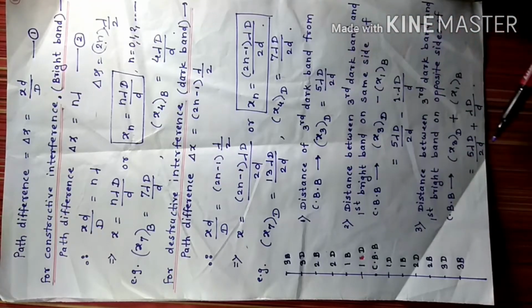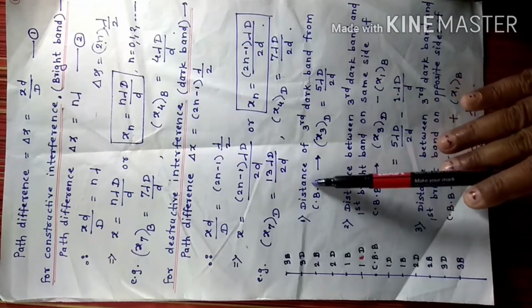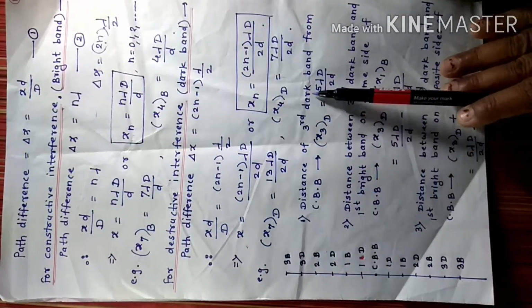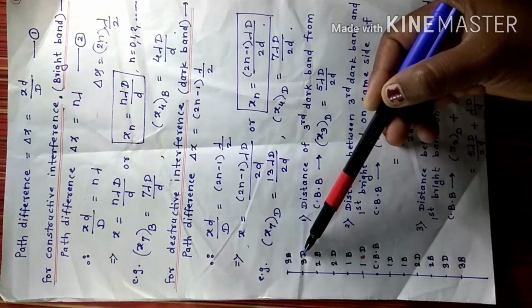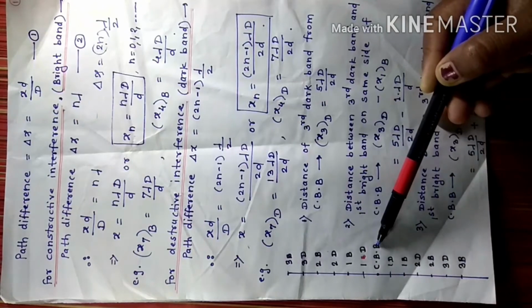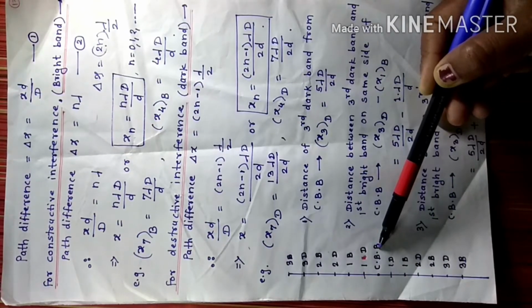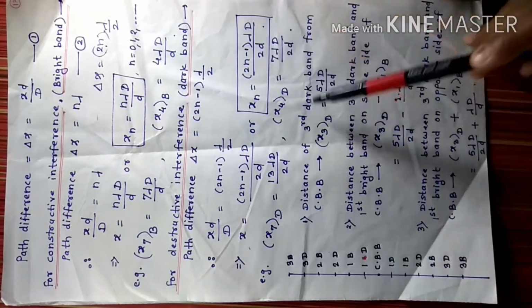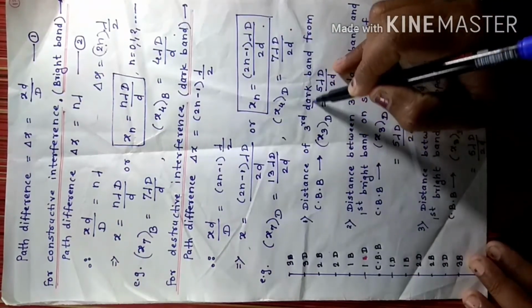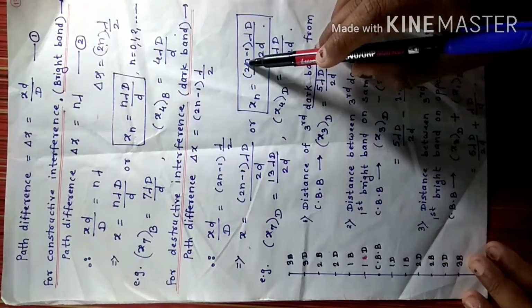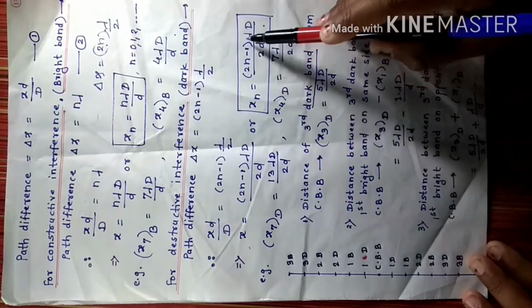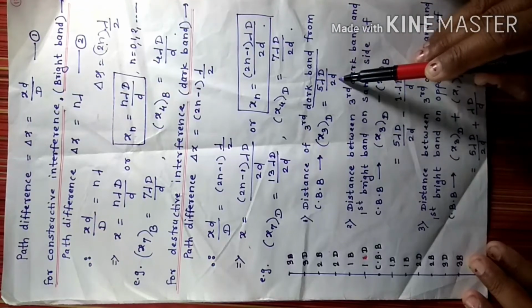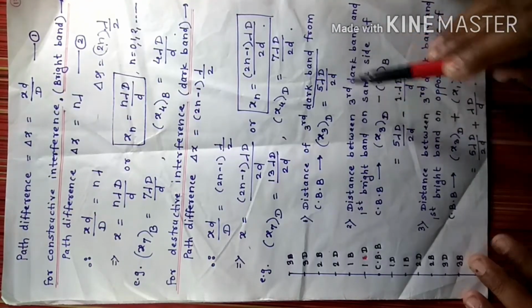Now we are going to see some more examples. Suppose someone asks you the distance of the third dark band from CBB. Straightforward, we have to use the dark band condition. So n equals 3: 3 twos are 6, minus 1 is 5. So 5 lambda capital D upon 2d.